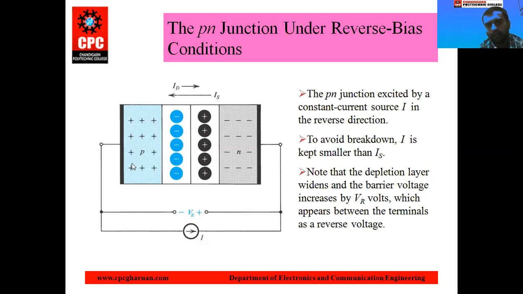As you can see in the diagram, the depletion layer is very thick, so there is no sharing of electrons and holes between the P-type and N-type semiconductor. Therefore, there is no current in the circuit.